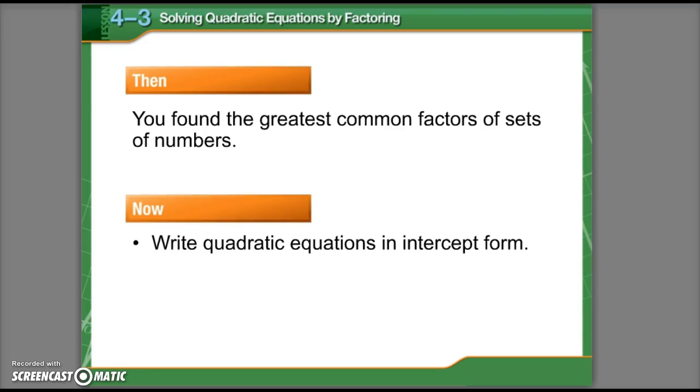So something that we've already done is we've found greatest common factors of sets of numbers. Hopefully you remember how to do that. If not, you can ask me and I will help you remember how to do greatest common factors. What we're going to do now in this lesson is write quadratic equations in intercept form, and we'll solve quadratic equations by factoring.